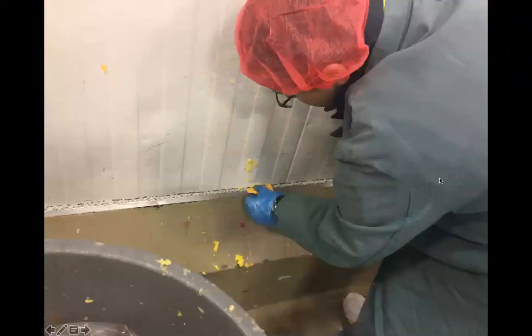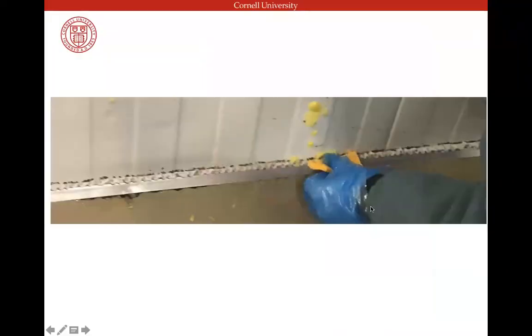Here's an example of a food facility where they had caulking along the wall, and it wasn't done very well. So if you zoom in, you can see it's rough along the edges, and another great place for Listeria to hang out.